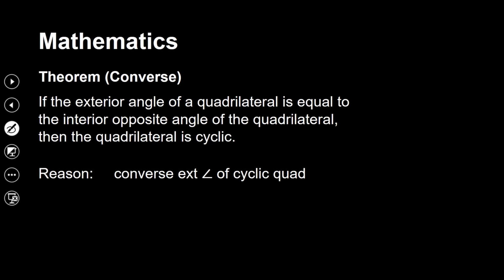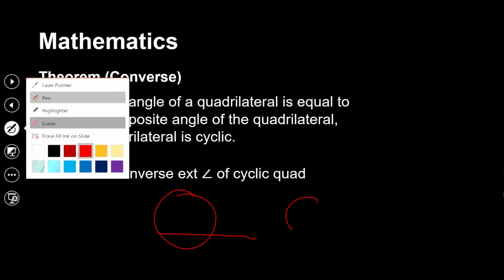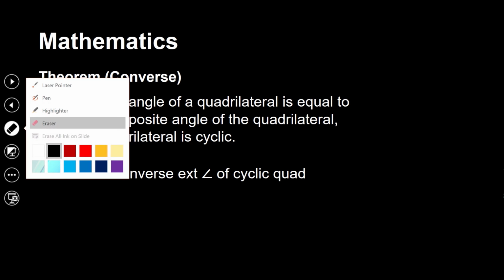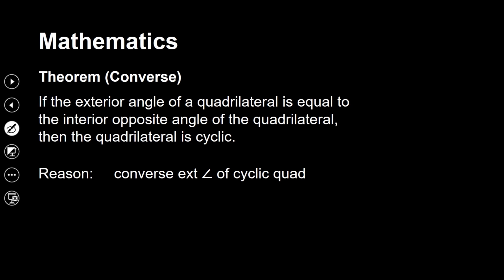And the converse of this is, if the exterior angle of a quadrilateral is equal to the interior opposite angle, then the quadrilateral is what? Cyclic. So what do we mean? If I have, I don't even want to draw it in a circle. Let me not draw it in a circle, because then you will think it's only when it's inside a circle do we then have a cyclic quad.